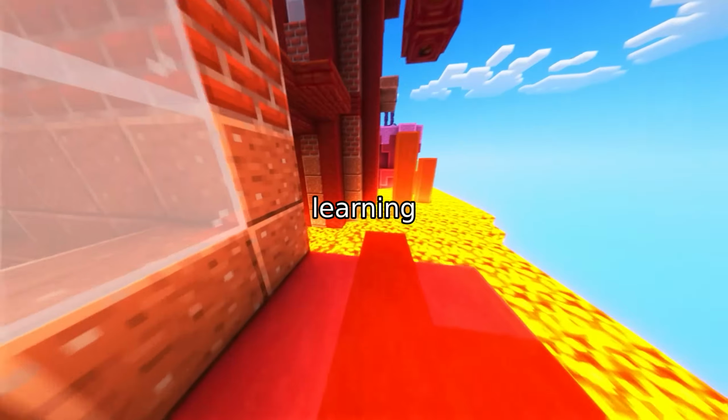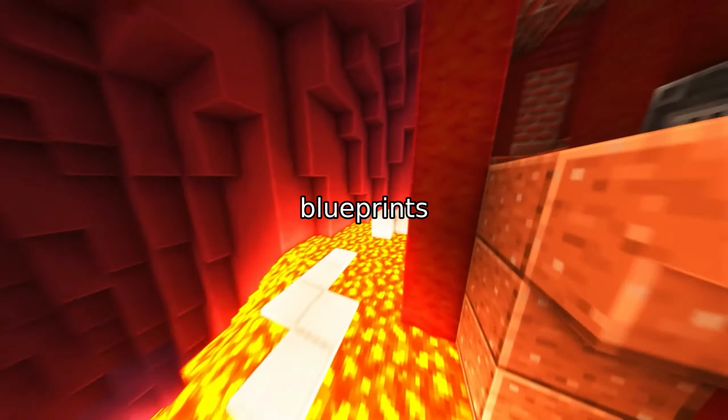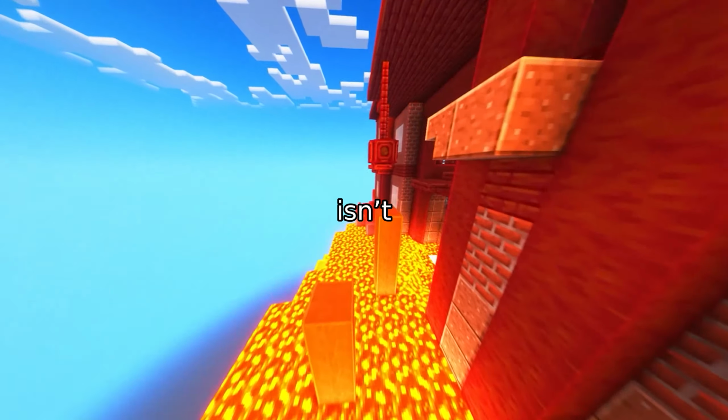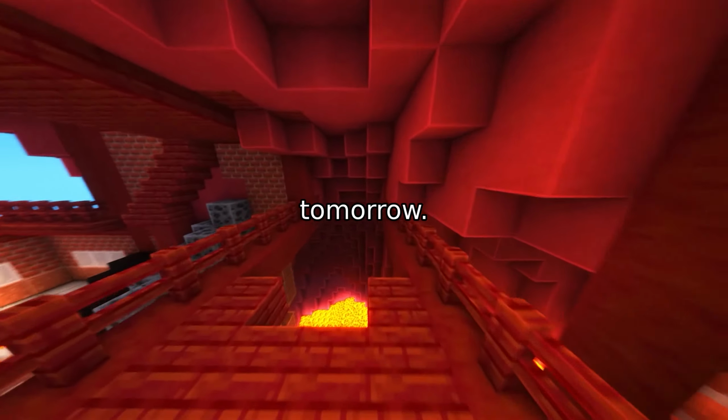NexViTAD and multitask learning aren't just technical advances. They're blueprints for building systems that thrive in uncertainty. And that's why this research isn't just sci-fi. It's shaping the tools we'll use tomorrow.